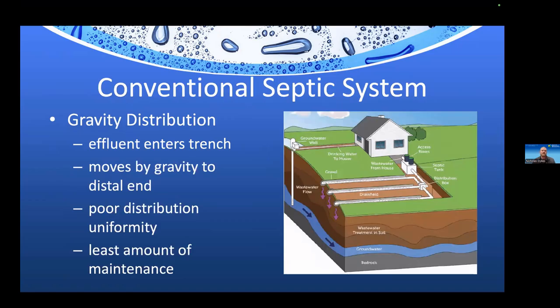Back to our conventional septic systems, almost always gravity distribution. The effluent comes out through the pipe from the tank down to the distribution box, and it moves by gravity slowly down the trench to the distal end. It's pretty poor distribution across those lines because it has to literally push itself down. But this system also offers the least amount of maintenance.